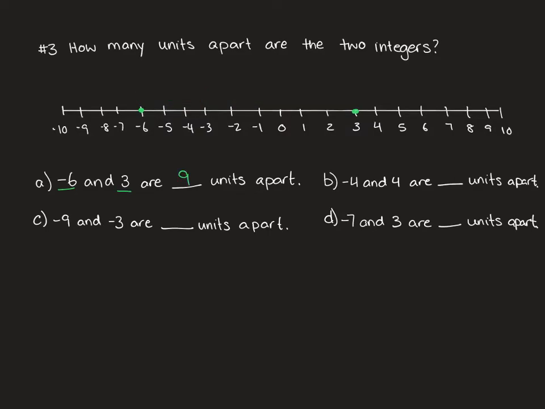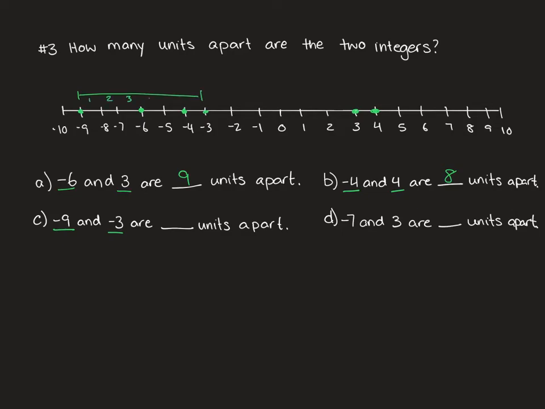Then I can look at my next question. Negative 4 and positive 4. So here's my negative 4 and my positive 4. And they are 1, 2, 3, 4, 5, 6, 7, 8 spaces apart. Question C is negative 9 and negative 3. So these are both going to be on the negative side. And we'll see how many spaces apart.